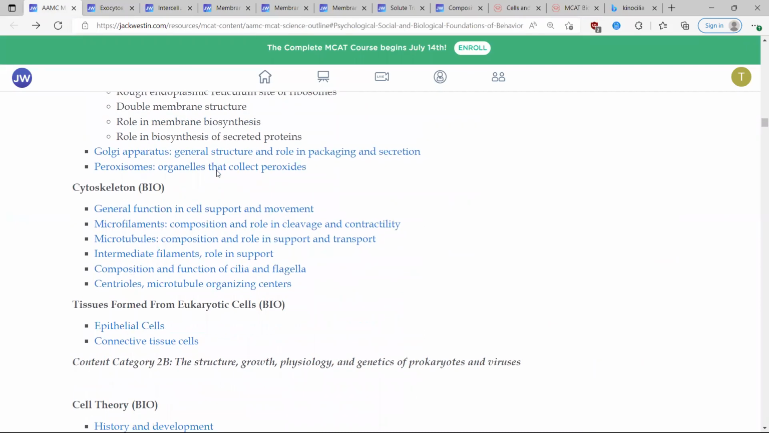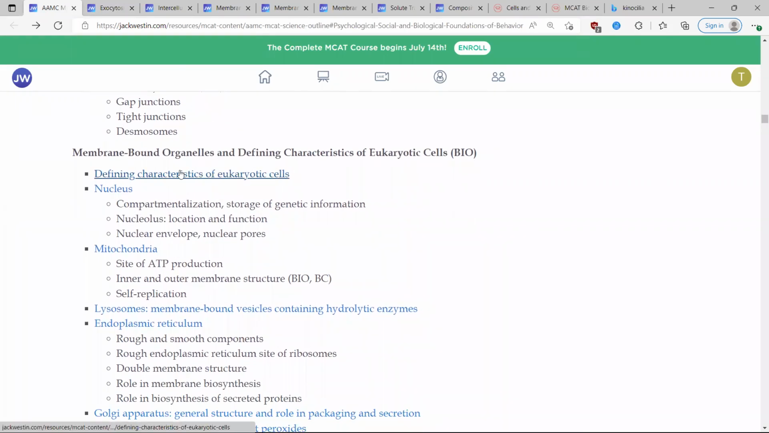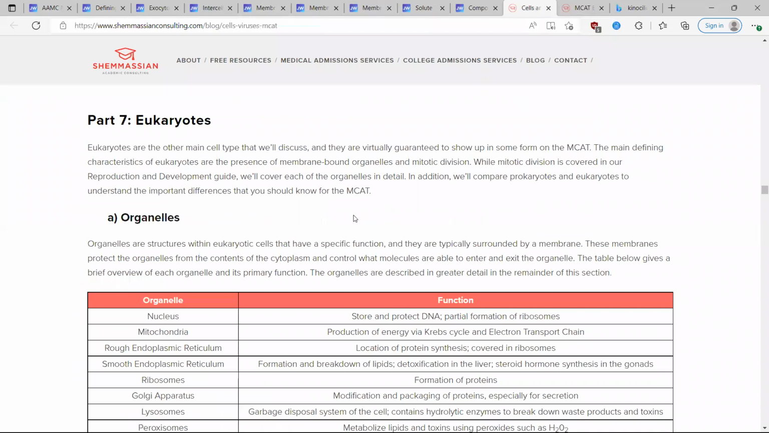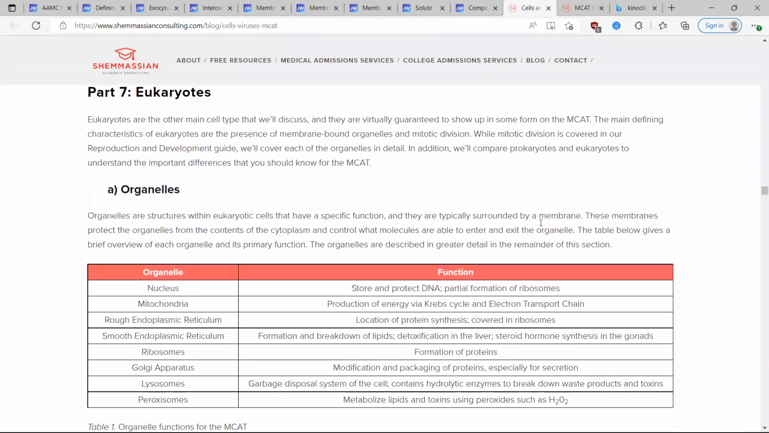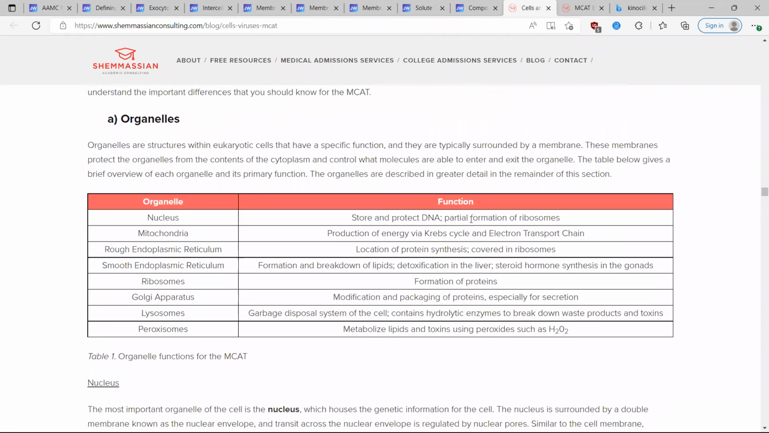Let's talk about the general idea of general biology, right? What is a cell? For eukaryotic cells versus prokaryotic cells, this is a big thing. Eukaryotic cells have a membrane-bound nucleus and membrane-bound organelles, and they have mitotic division, right?